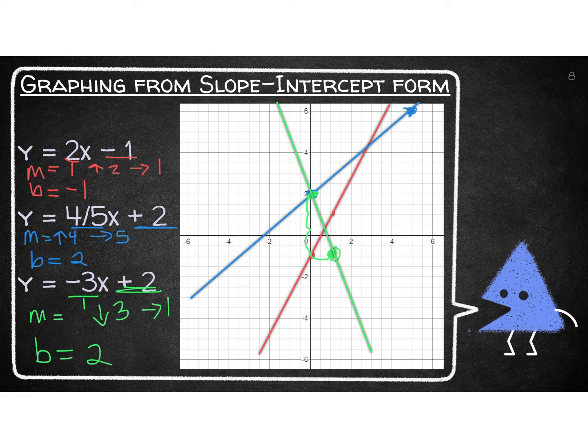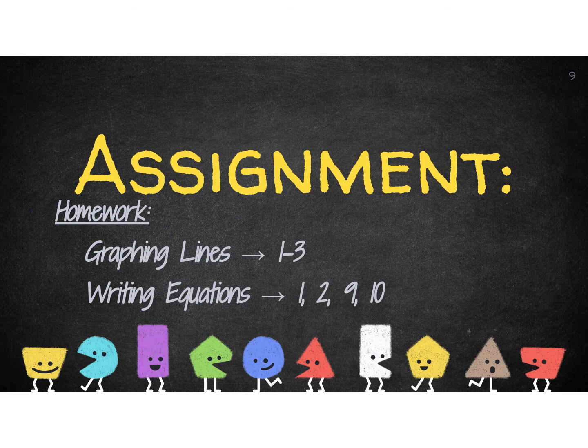So to cap off that, find your b, plot on your y-axis, your up and down axis, and then count on your m, rise over run. That is it for Skill 35 on Slope-Intercept Form.